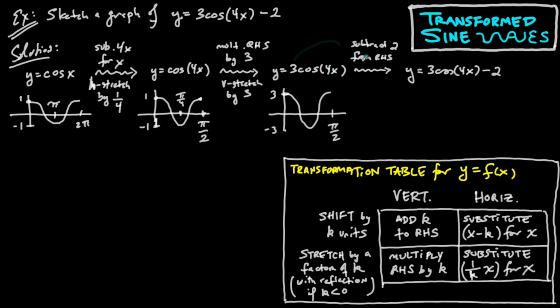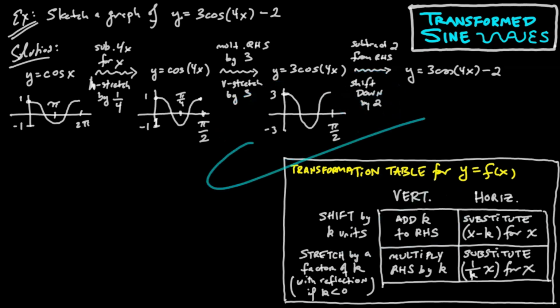The last algebraic move is just to subtract 2 from the right-hand side. Well, we're operating on the right-hand side, so that means we're doing a vertical transformation. We're subtracting something, which is the same as adding a negative. So that's a vertical shift. We are shifting the graph down by 2 units.